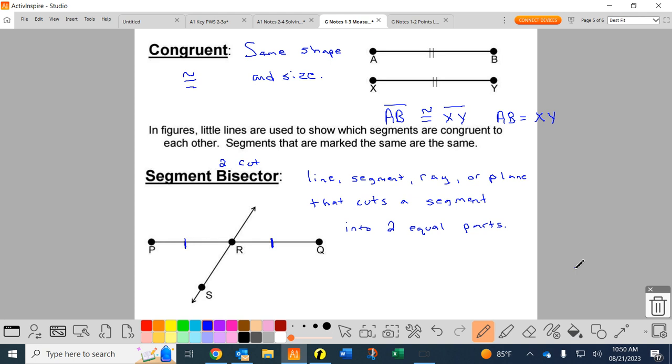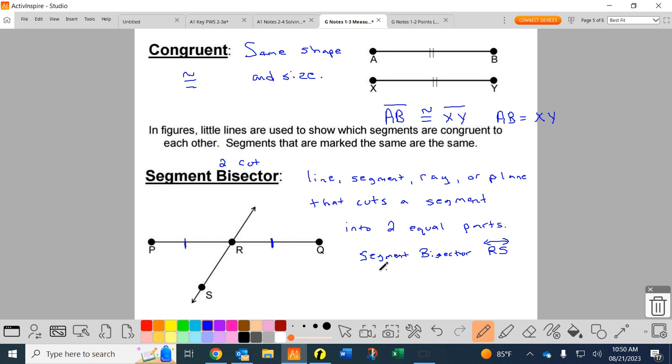Guys, in this case, which one is the segment bisector? RS. Thank you. Segment bisector is RS, and it would have a line symbol over the top because you see the line goes on forever. It's not a segment, it doesn't stop, it goes on forever. So it is line RS. That's how you say that. Line RS. Or SR, it doesn't matter.